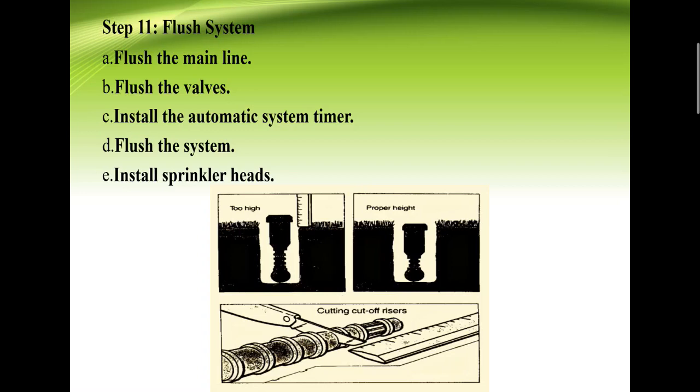For B, flush the valves. This removes any dirt or soil that may have gotten trapped in the valves during the installation. Install the automatic system timer. Locate the timer in your garage or some other convenient place. Make sure an adequate power supply is available.